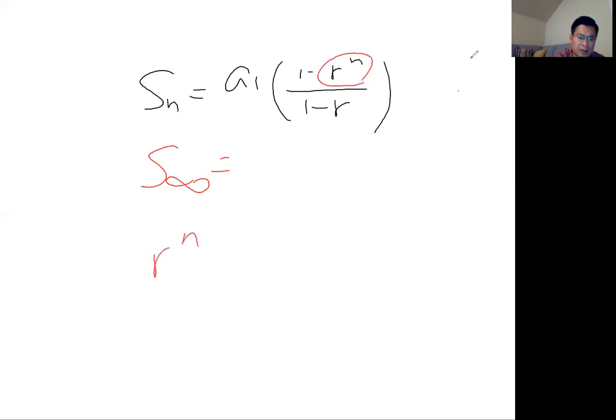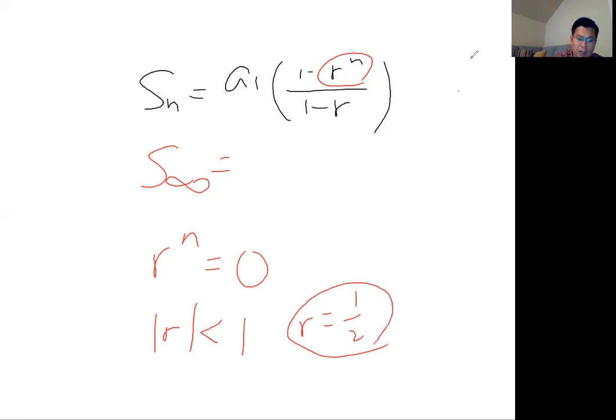R to the n is going to be equal to 0, because one of the conditions of this one is that the absolute value of R has to be less than 1. So let's assume R is 1/2, you keep multiplying 1/2, 1/2, 1/2, it keeps getting smaller and smaller. At the end, it becomes 0. That's why we don't need to worry about this part, as it is 0. Then the formula becomes A1 over 1 minus R.